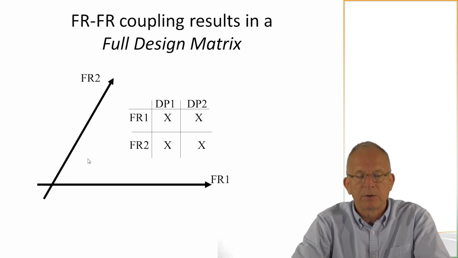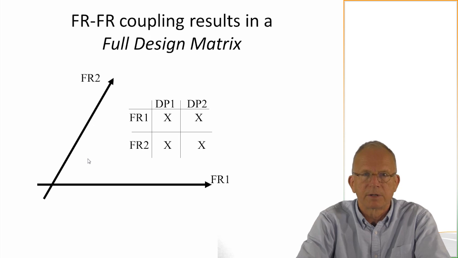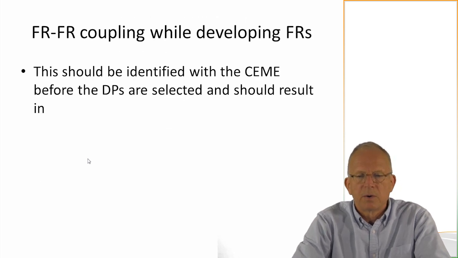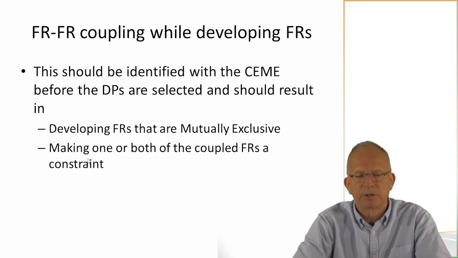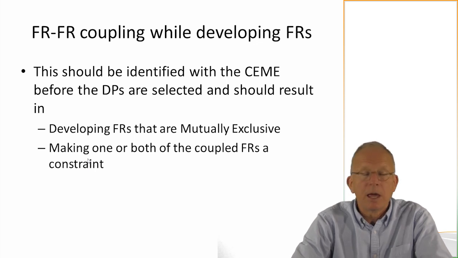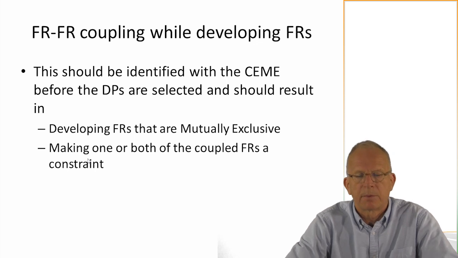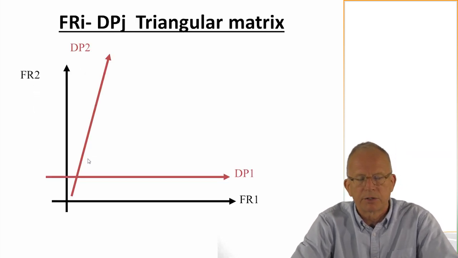So here's what the matrix will always look like when you have FRs and DPs that are coupled. FR-FR coupling needs to be identified while developing FRs. It should be identified by the FRs not being mutually exclusive, before the DPs are selected, and this should result in developing FRs that are mutually exclusive. And so we would need to make one or both of these coupled FRs a constraint. That might be another approach.